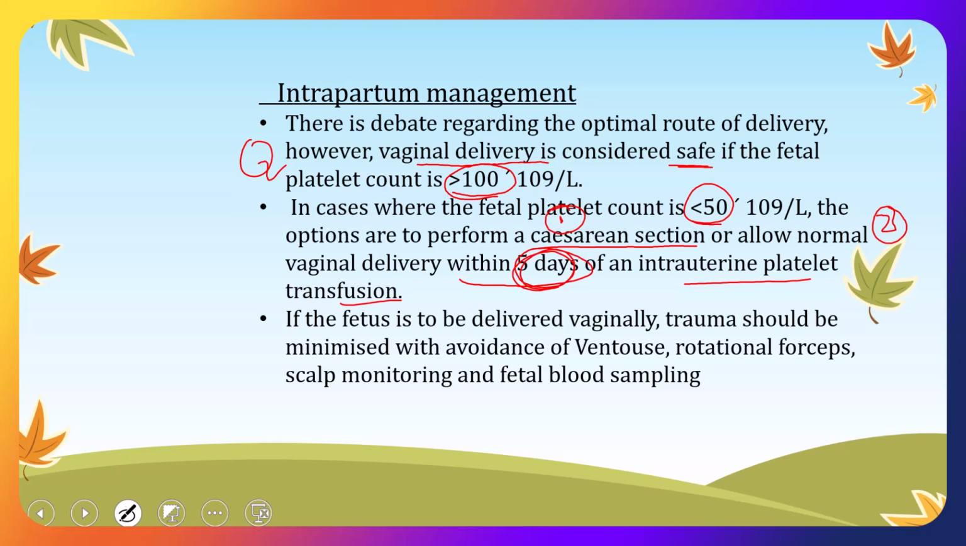So if the fetus is to be delivered vaginally, you have to keep some important points in your mind that can be asked in your viva, in your EMQs, that what precautions you are going to consider while the fetus needs to be delivered vaginally. So the trauma should be minimized with avoidance of ventouse, meaning you are not going to apply any vacuum, you are not going to apply any rotational forceps, and scalp monitoring and fetal blood sampling. These all are avoided to avoid trauma to the fetus, because we have to protect the baby from the intracranial hemorrhage.